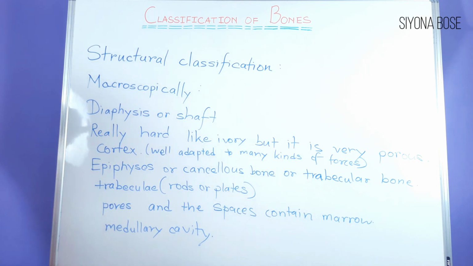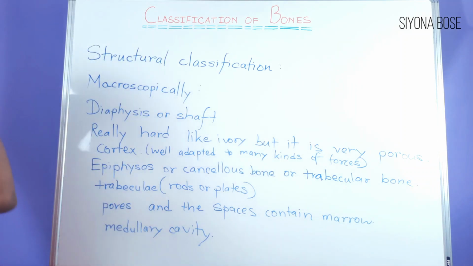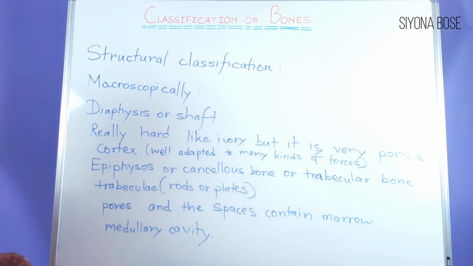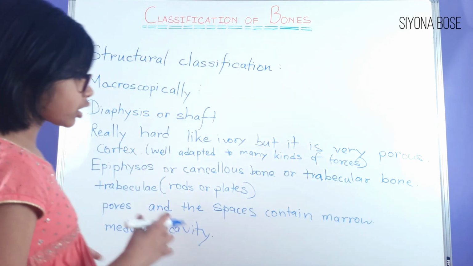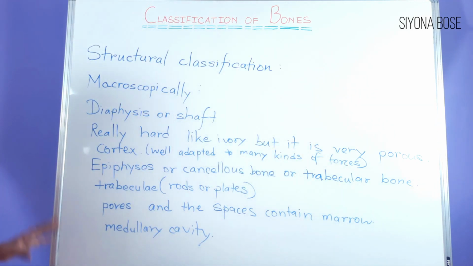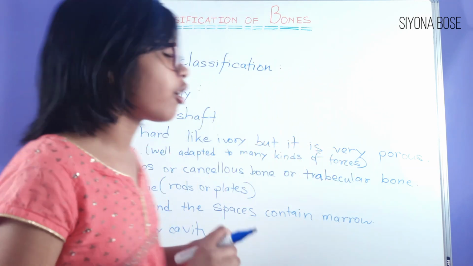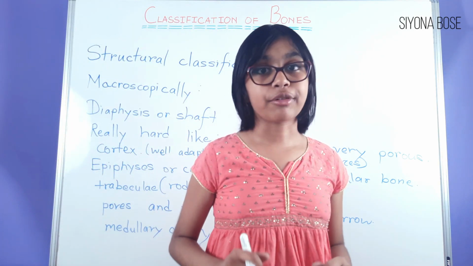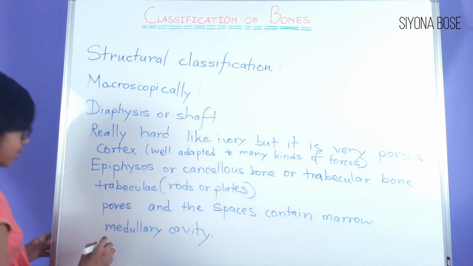Then we move to the epiphyses, or cancellous bone, or trabecular bone. The trabeculae are actually rods or plates whose meshwork forms this cancellous bone. Its meshwork can be in three forms: the meshwork of rods or plates, the meshwork of rods, and the meshwork of plates. Pores in the spaces contain marrow, which is the substance present in the medullary cavity of the bone, and it is adapted to compressive forces.